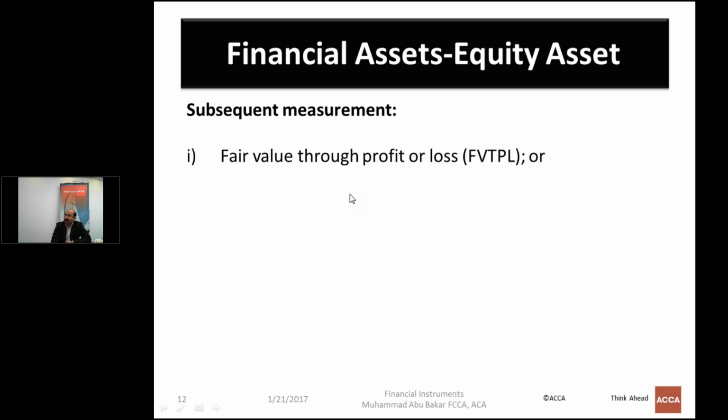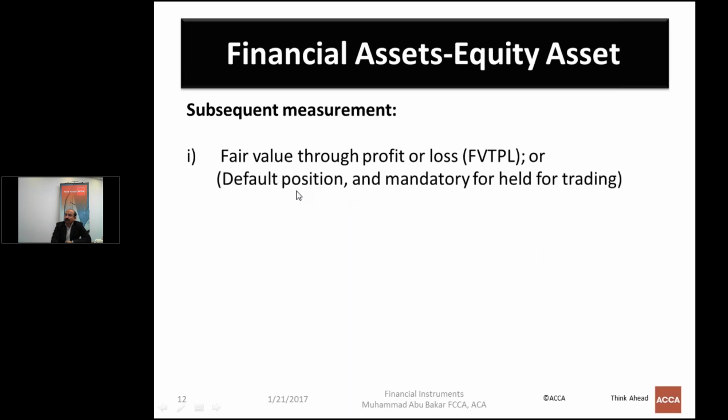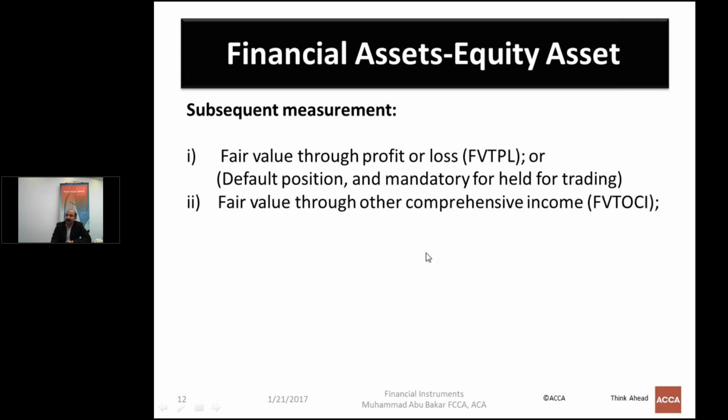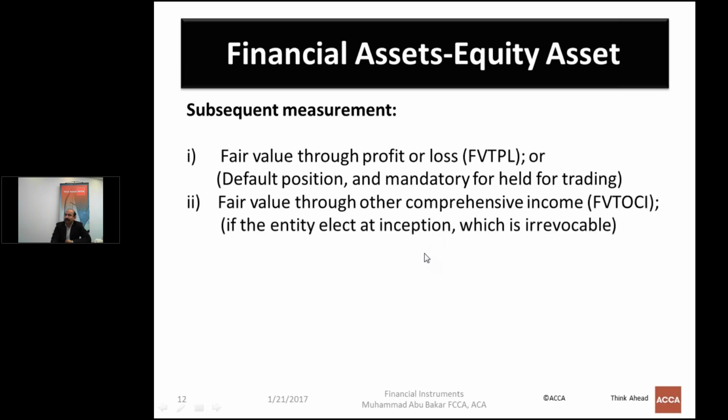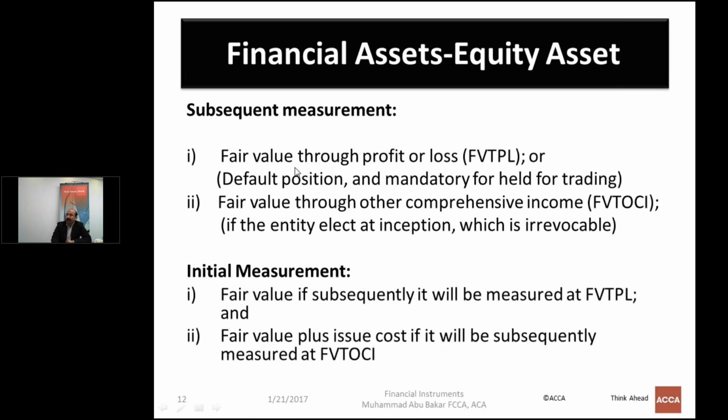We learned fair value through profit and loss account. This is the default position and mandatory for held for trading, and fair value through other comprehensive income if the entity elects at inception. Sorry, now we have started discussion of the equity asset. I suppose perhaps this is the summary of the financial asset which are equity asset. So we have two options for subsequent measurement. One is fair value through profit and loss. If it is held for trading, this is the only option.